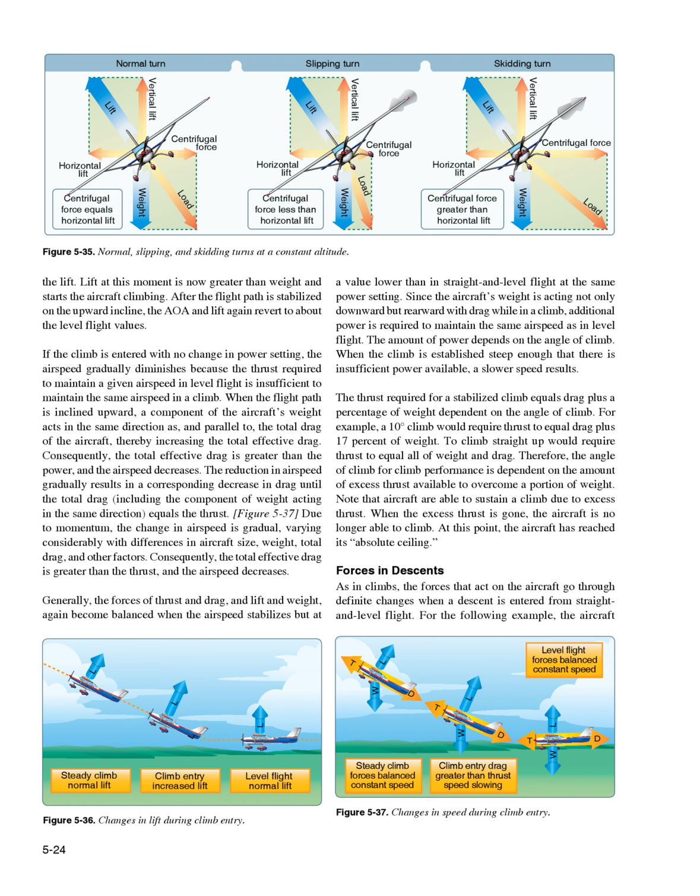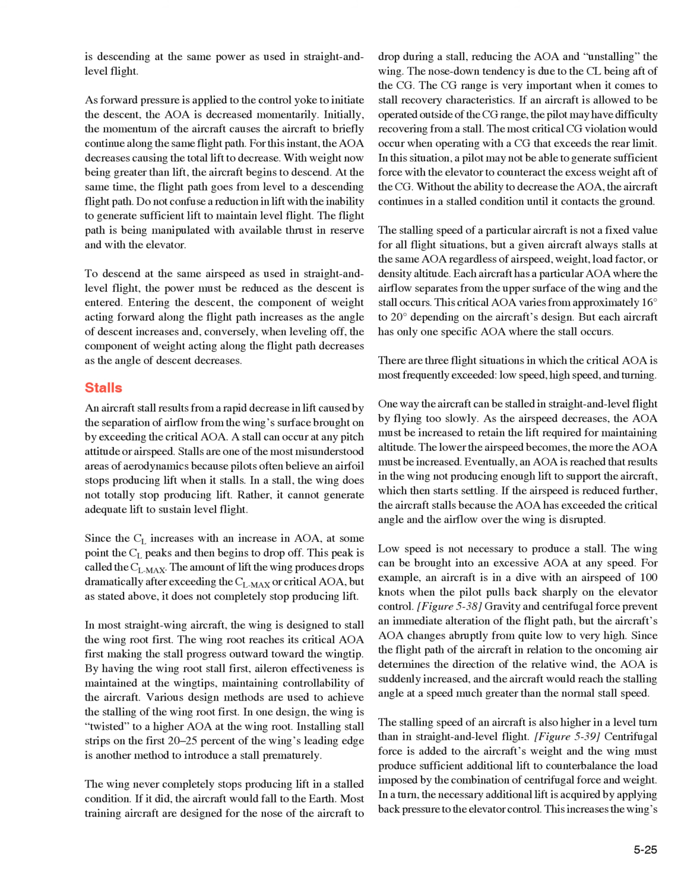Forces in descents. As in climbs, the forces that act on the aircraft go through definite changes when a descent is entered from straight-and-level flight. For the following example, the aircraft is descending at the same power as used in straight-and-level flight. As forward pressure is applied to the control yoke to initiate the descent, the OA is decreased momentarily. Initially, the momentum of the aircraft causes the aircraft to briefly continue along the same flight path.